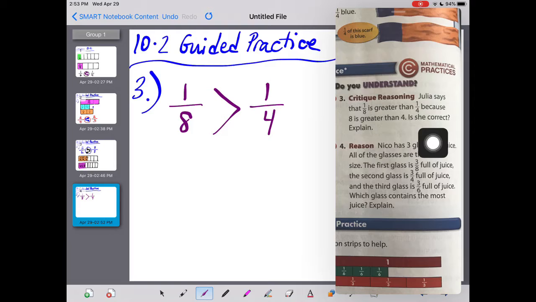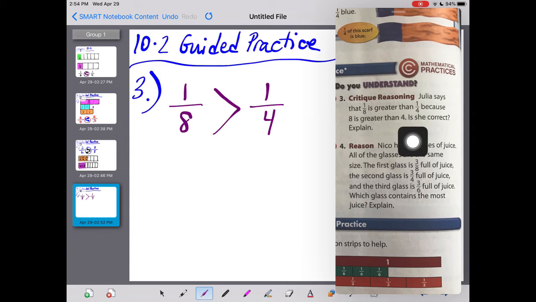Now, I want you to think about that. And please pause this video, give it some thought, maybe draw some fraction strips, and see if you think that she is correct or not. And when you've done a little work on it, come on back, and then we'll see how you compare to what I did.